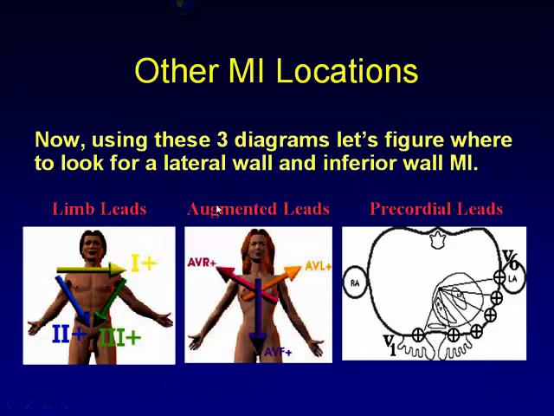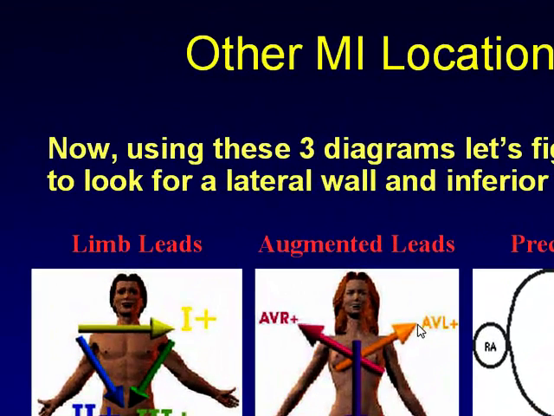Okay, so here again we have a picture for limb leads, and we have augmented limb leads, and we have precordial leads. So I told you about the precordial leads from V1 to V4 looking to the anterior wall. V5 and V6 are looking to the lateral wall of the heart. But actually the lateral wall of the heart is not just V5 and V6. Also AVL, as you look to the arrow, is also looking to the lateral side of the heart. And also, yes, you're right, L1 is also looking to the lateral side of the heart.